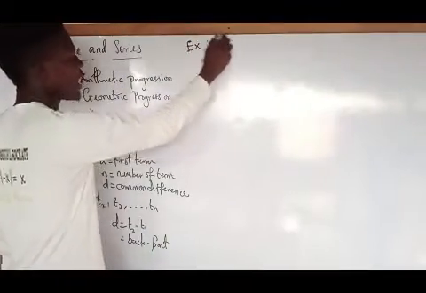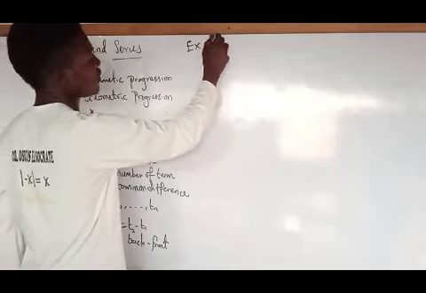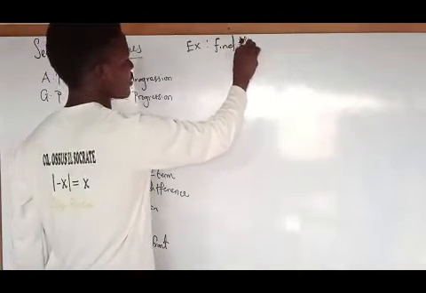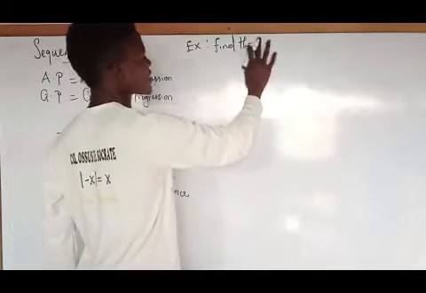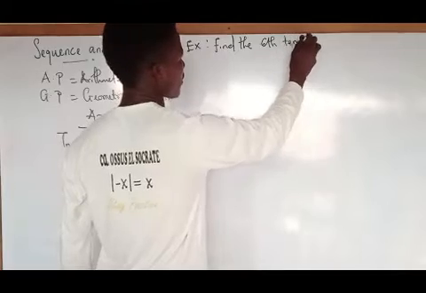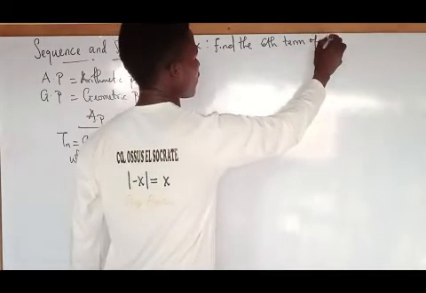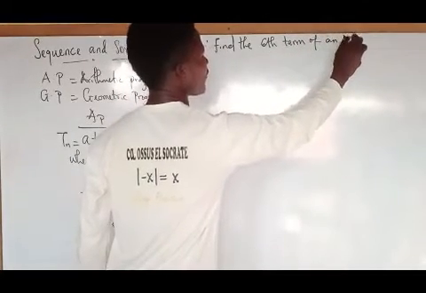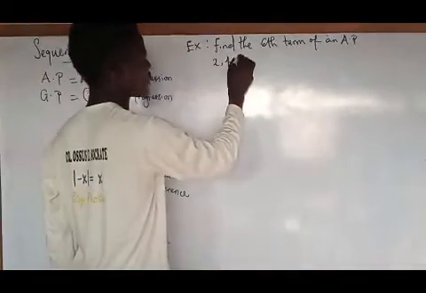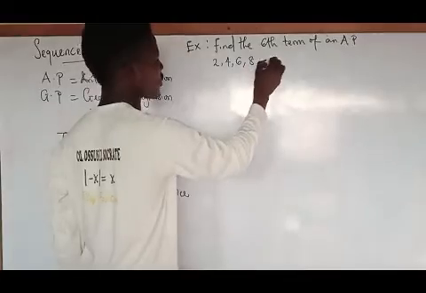So let's say I have an example here. Find the 6th term of an AP: 2, 4, 6, 8, and so on.